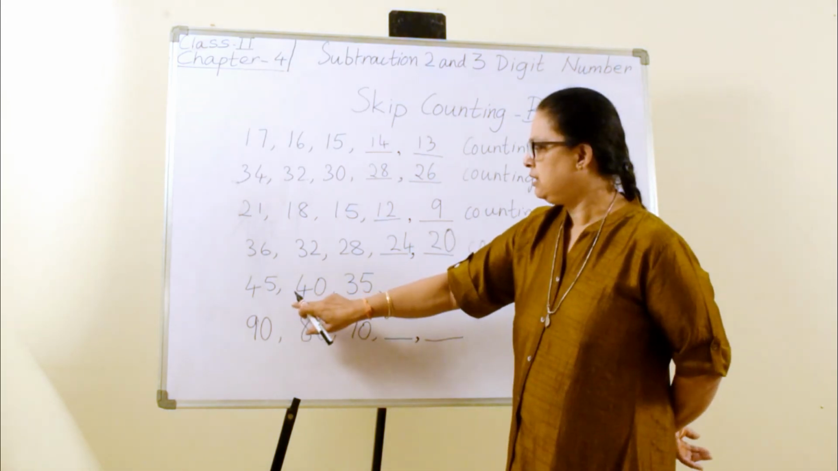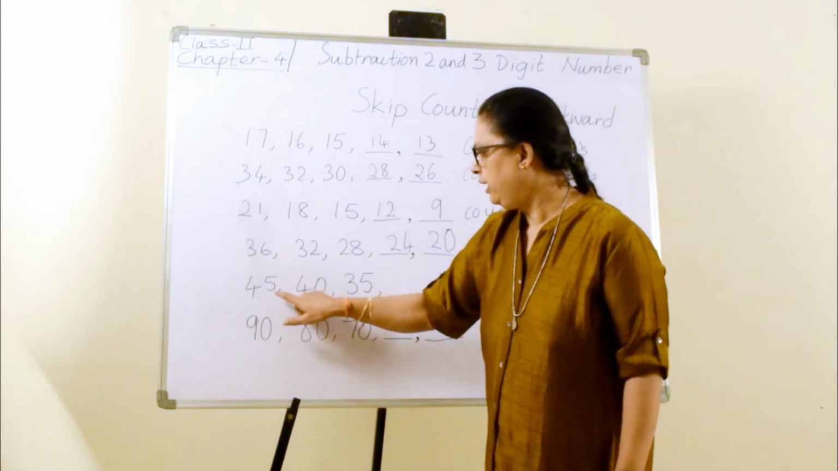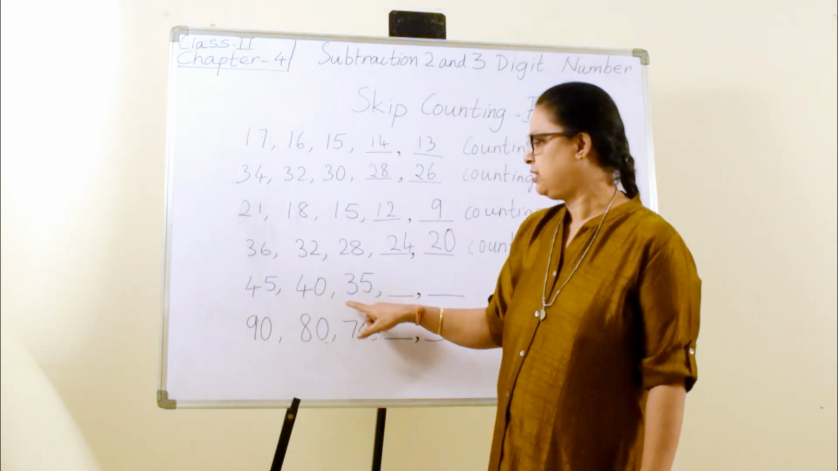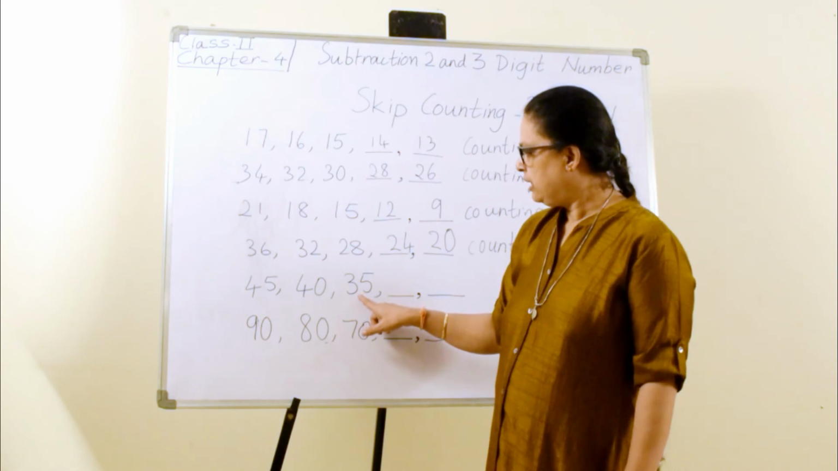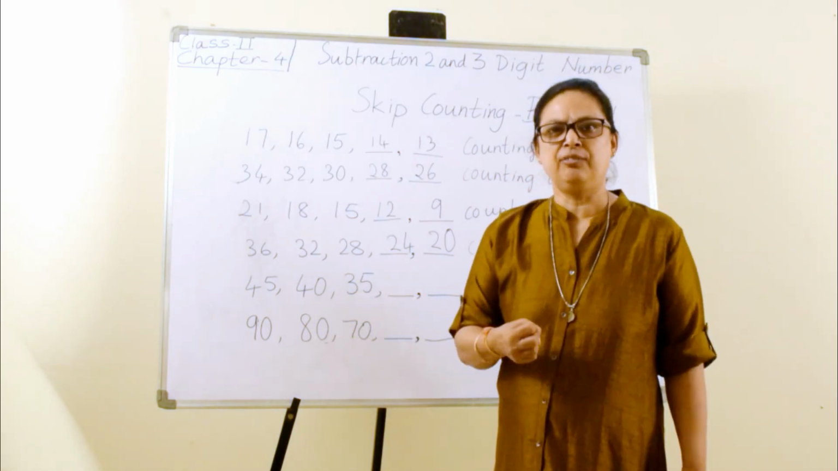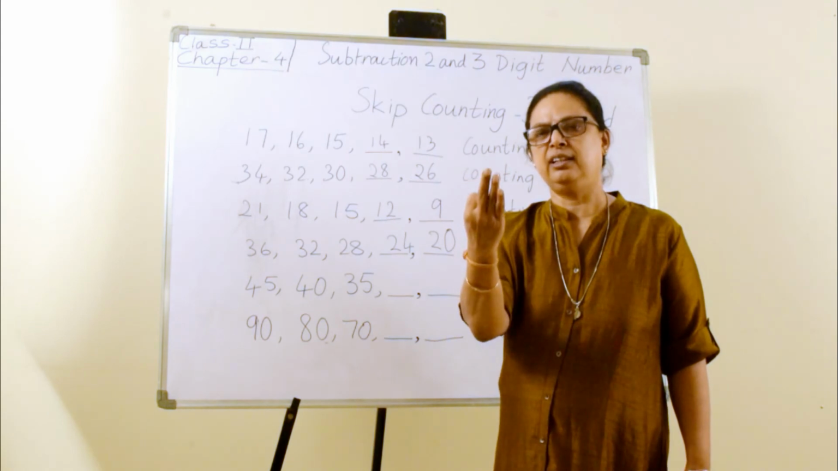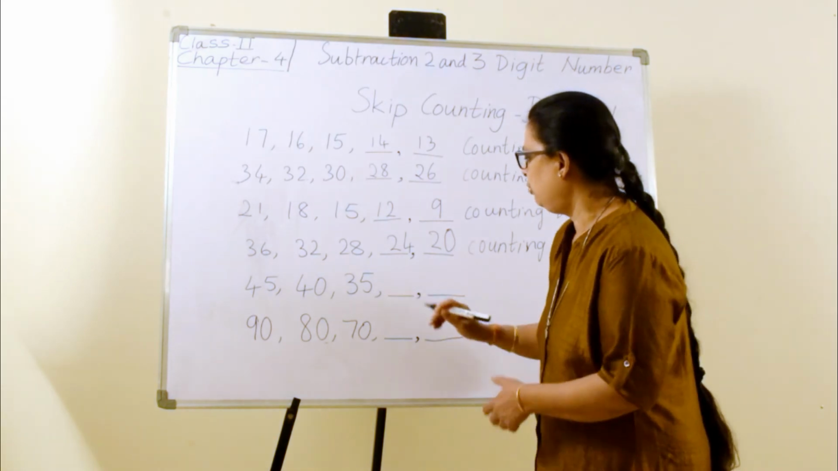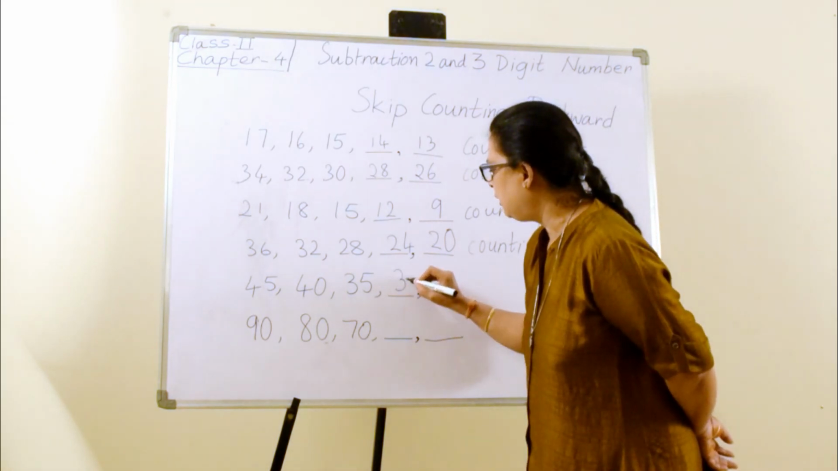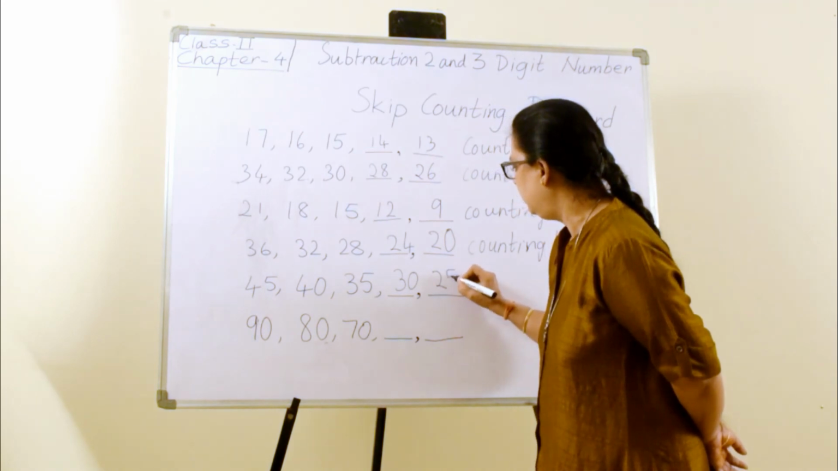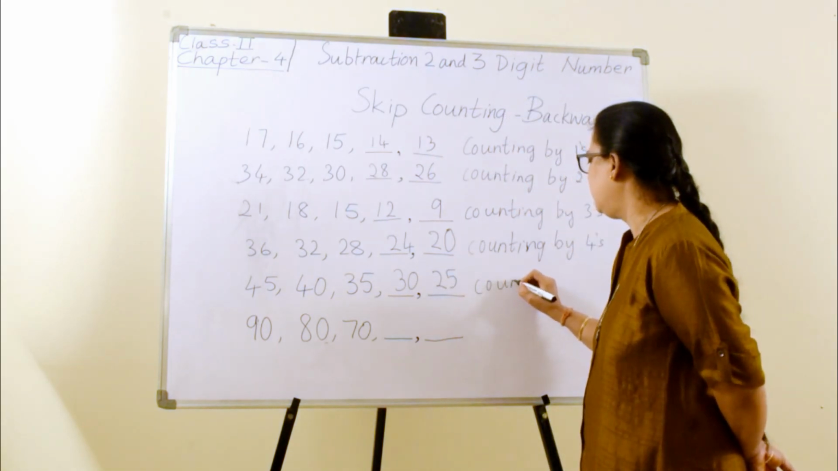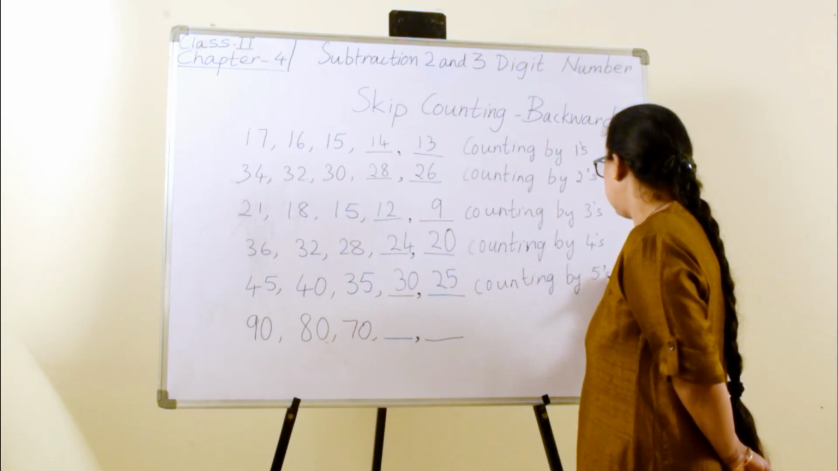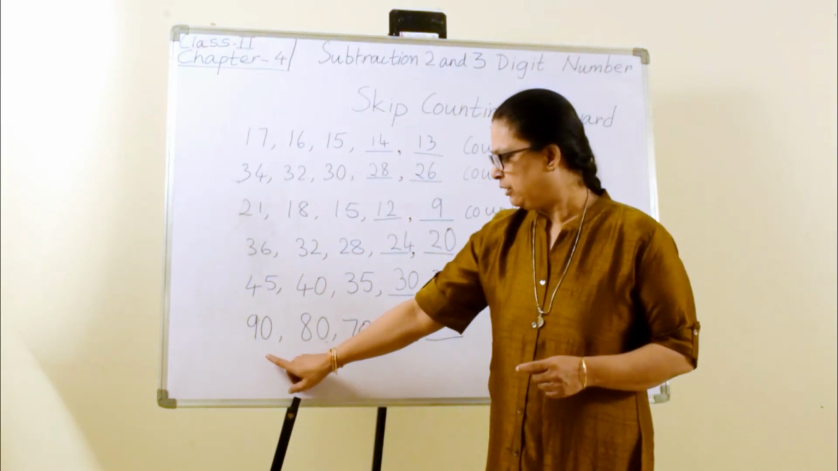Right? Now let us check over here. 45, 40, 35. Okay, now let us check in between these two numbers, 40 and 35. Or you can start counting after 35 till 40. After 35, 36, 37, 38, 39, 40. So what's the difference? 5. So now you need to minus 5 over here. So that becomes 30 and 25. So this is backward counting by 5's.